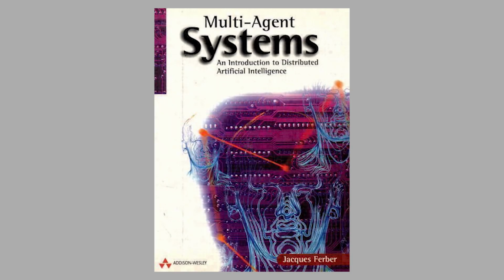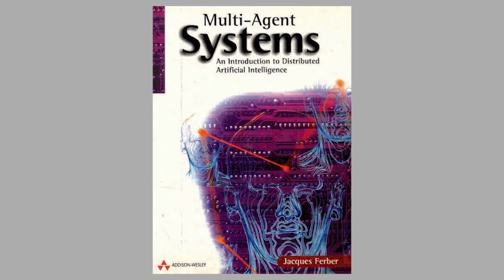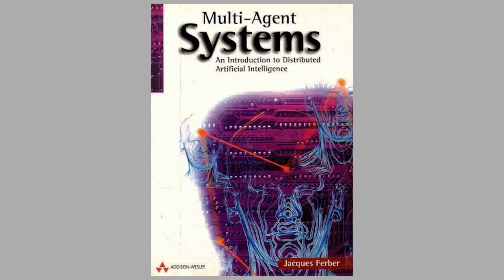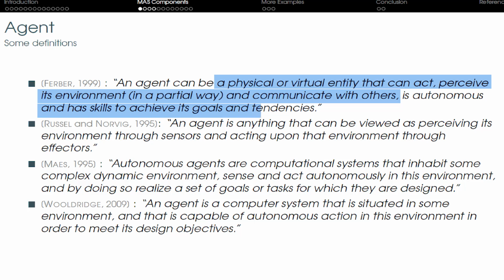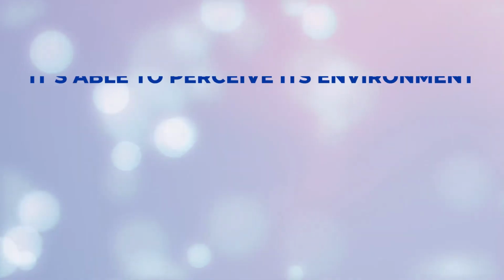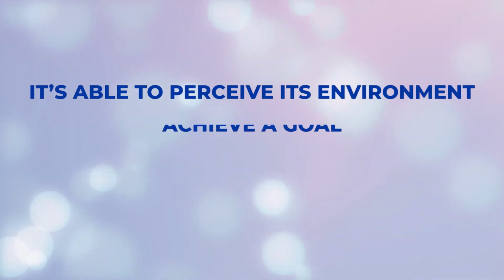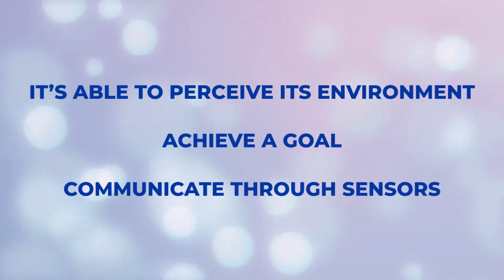And according to the 1999 book An Introduction to Distributed Artificial Intelligence by Addison Wesley, the definition is that an agent is a physical or virtual entity that can perceive its environment, communicate with others, and has skills to achieve its goals and tendencies. That is a lot of words, but I think the main parts of this definition is autonomous. It's able to perceive its environment, achieve a goal, and communicate through sensors.